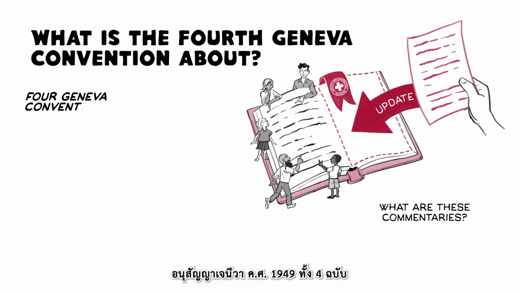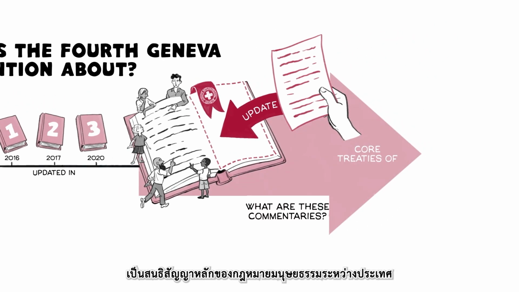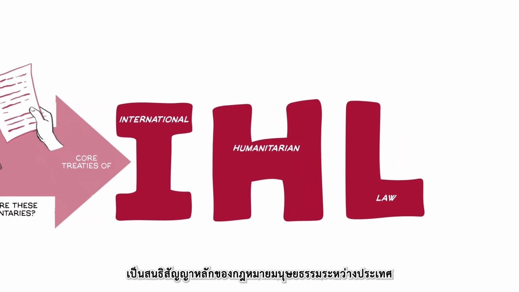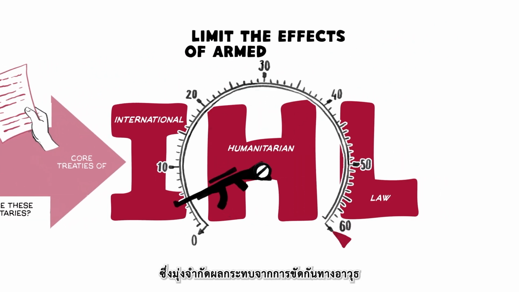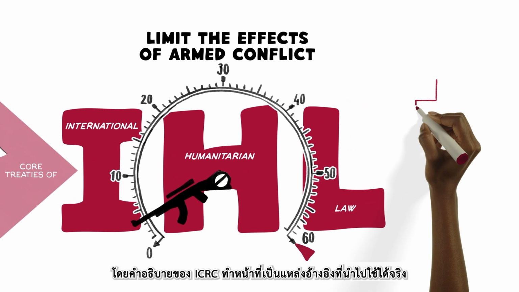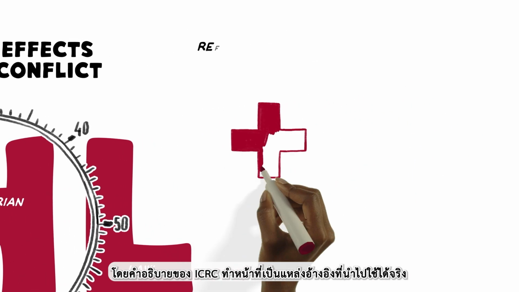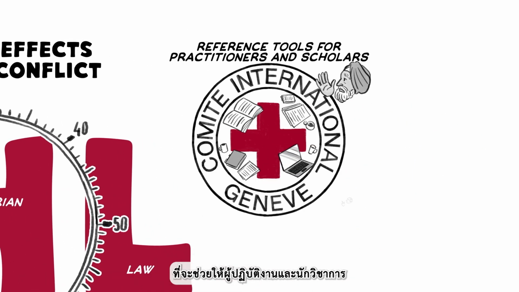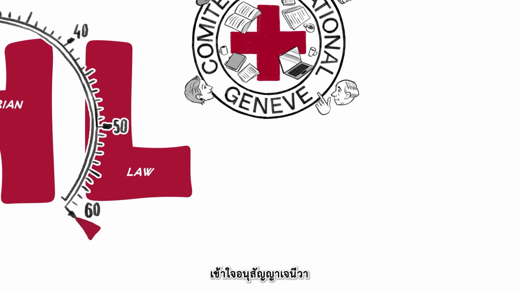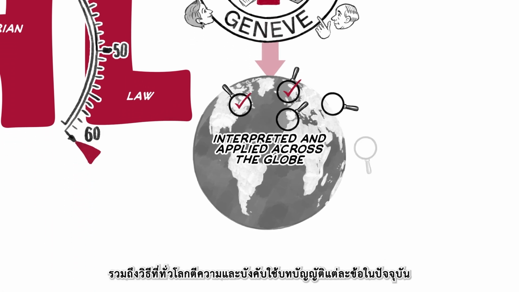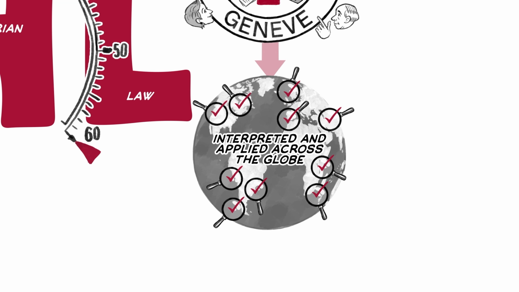The four Geneva Conventions of 1949 are core treaties of international humanitarian law, which seeks to limit the effects of armed conflict. The ICRC's commentaries serve as practical reference tools to help practitioners and scholars understand the Geneva Conventions and how each provision is interpreted and applied across the globe today.